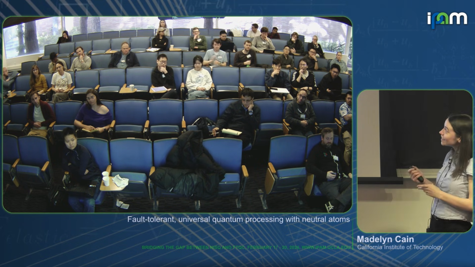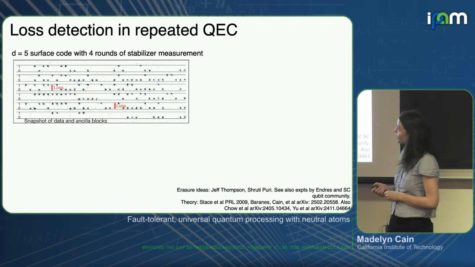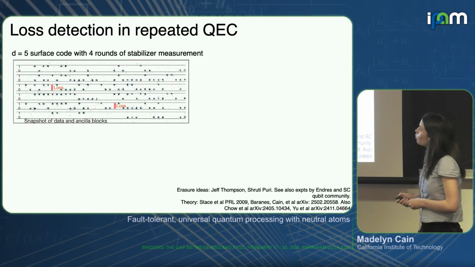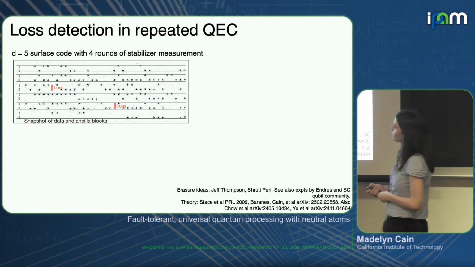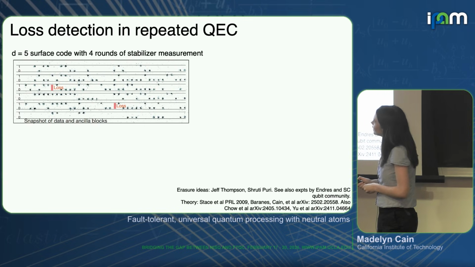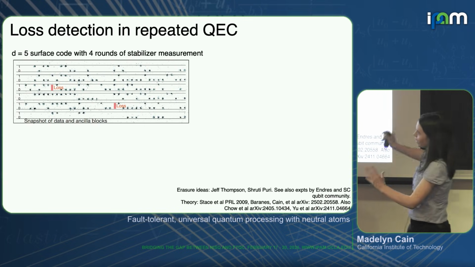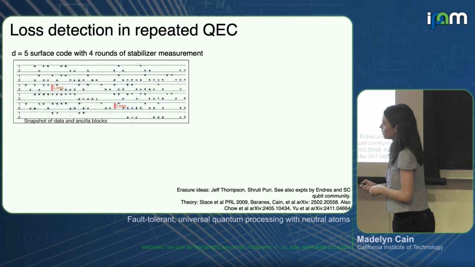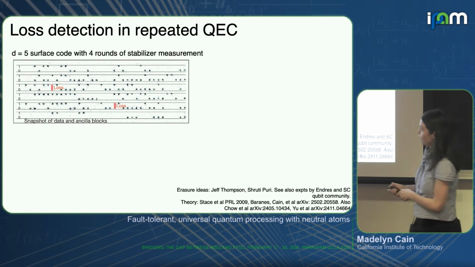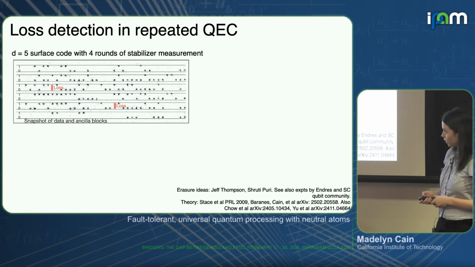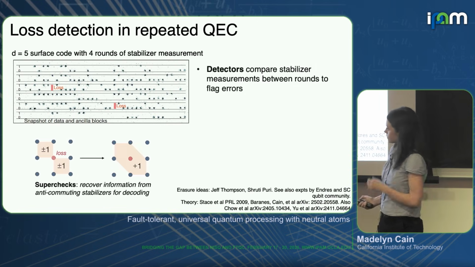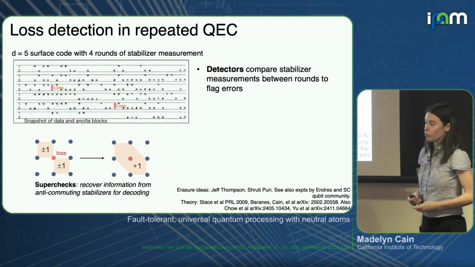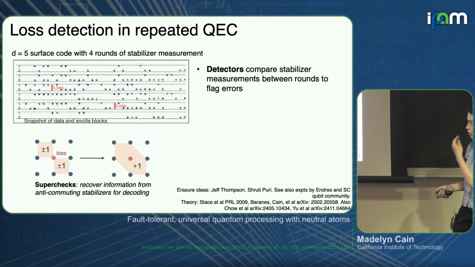All right, so let's see how we can use this in repeated quantum error correction. Here again, we're looking at a distance 5 surface code with 4 rounds of stabilizer measurements. It's a little hard to tell what's going on, but this is an example of a snapshot that we get of the surface code. We can directly tell which qubits in the surface code are lost if they're absent in the snapshot. So this loss information is actually a huge benefit once one starts to do quantum error correction.